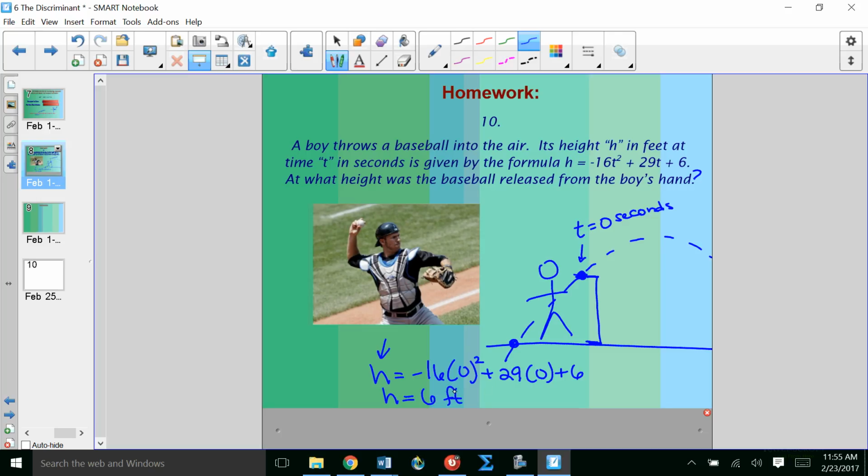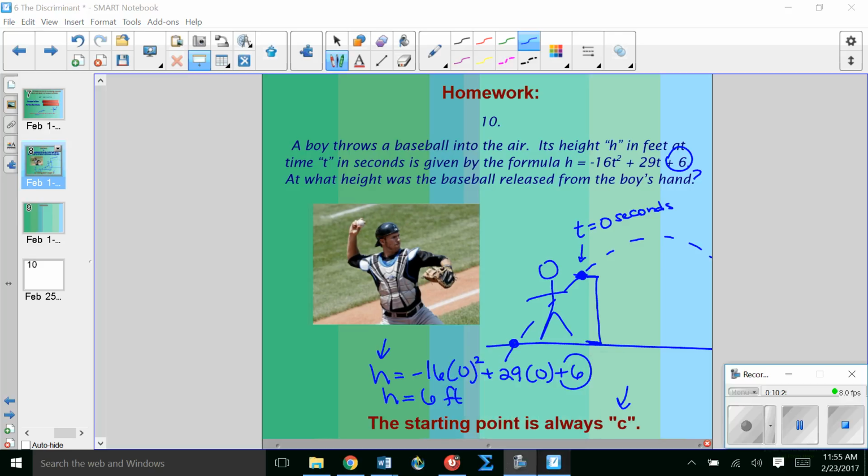A quicker way to do this is to think about your starting point always being your C value. While there is another root down here, there would be two roots to the graph of this parabola. The starting point represents the height at which this ball left, which is just whatever value your C is in your quadratic equation. So I just wanted to go over that real quickly with you, to start thinking about C as your starting point in these graphs. And that's all we have for today.